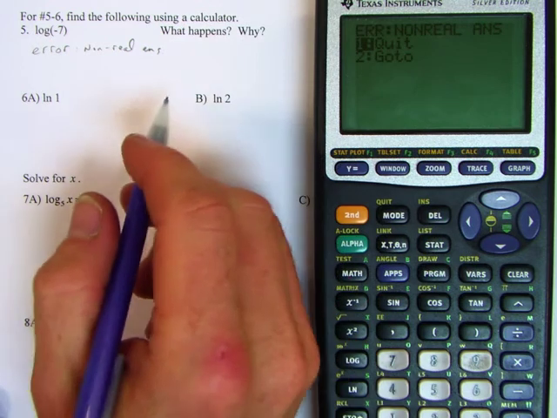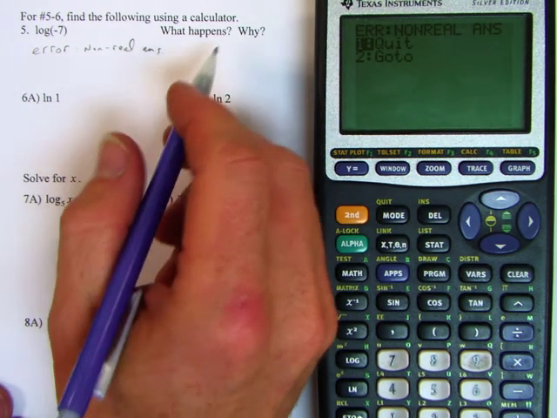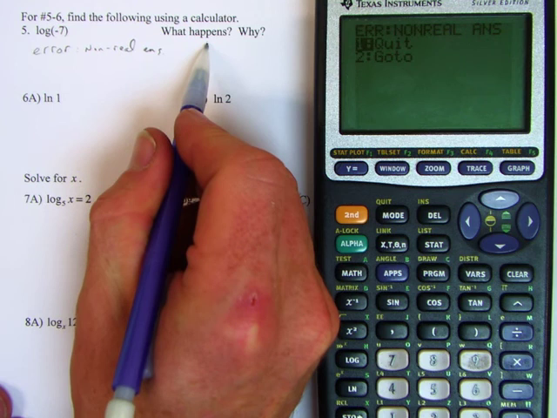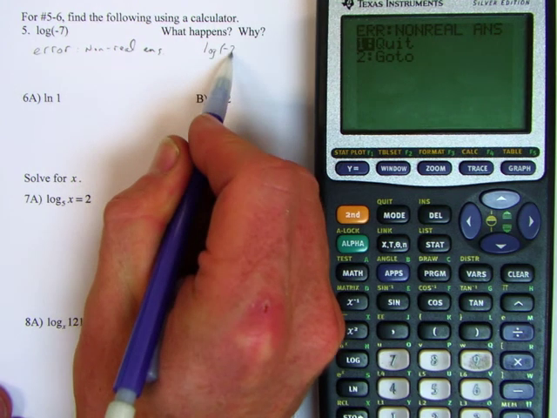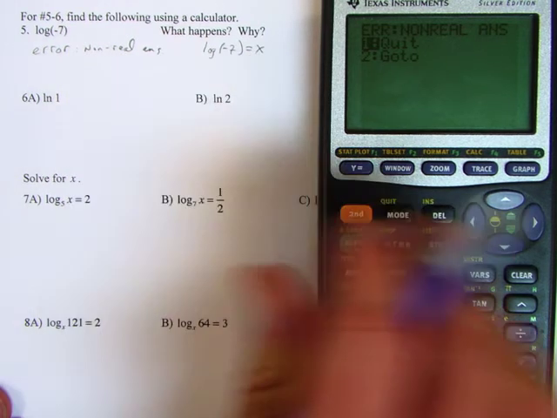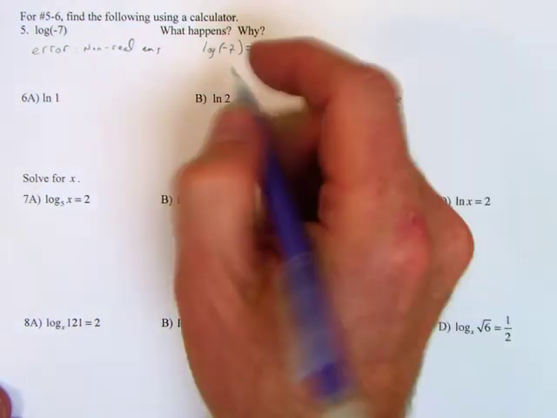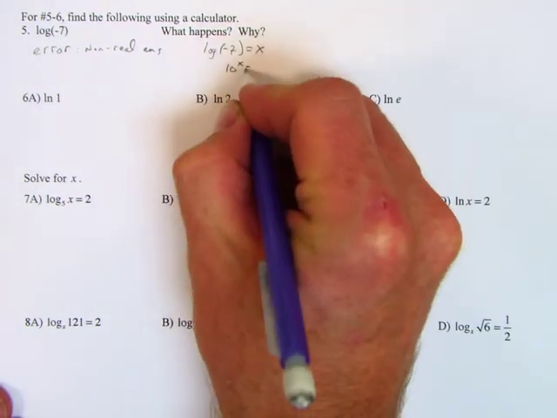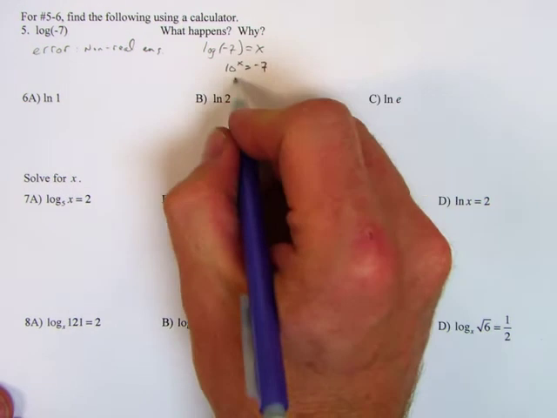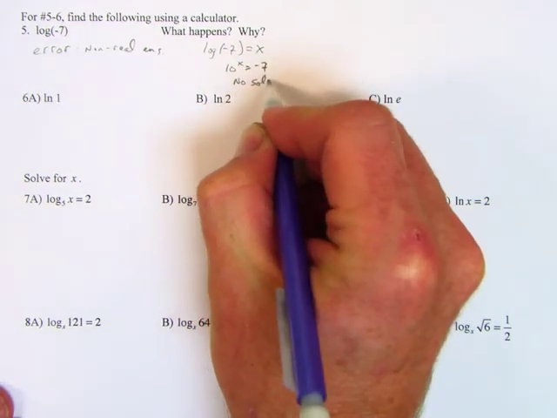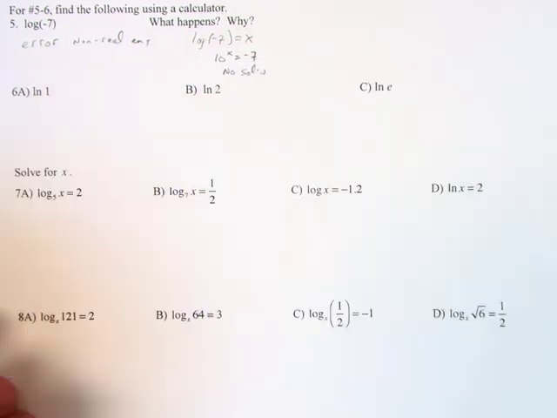Well, what's happening here is we could look at this a couple ways. We could say that log of -7, we could set it equal to x. Let me move our calculator for a second here. And we get 10 to the x equals -7. What can you raise 10 to get a negative number? There is nothing that you can raise that to, so there is no solution.